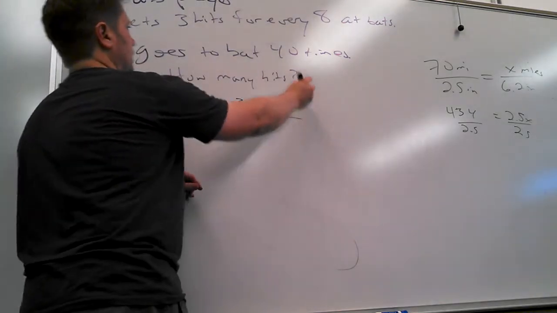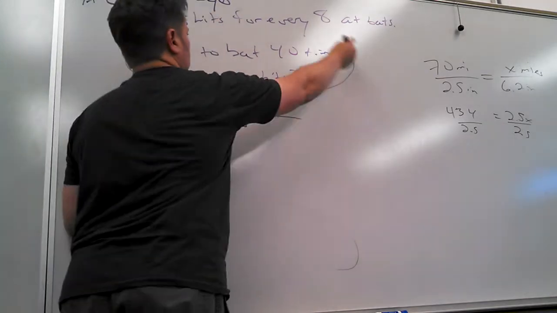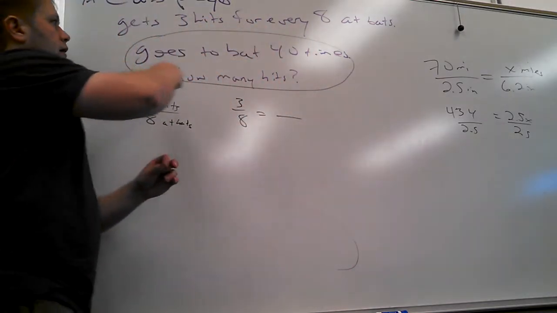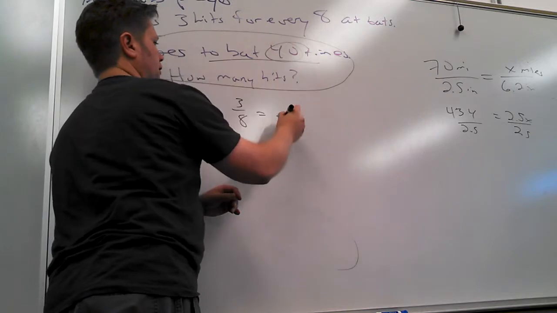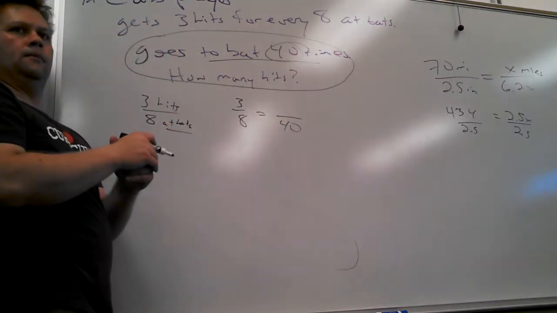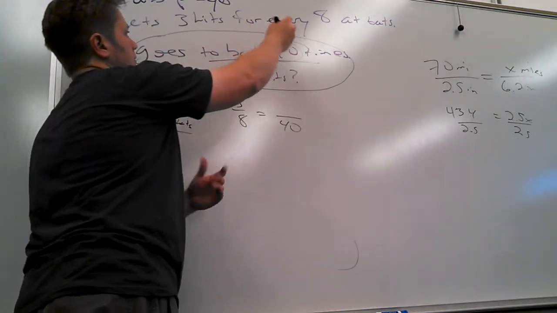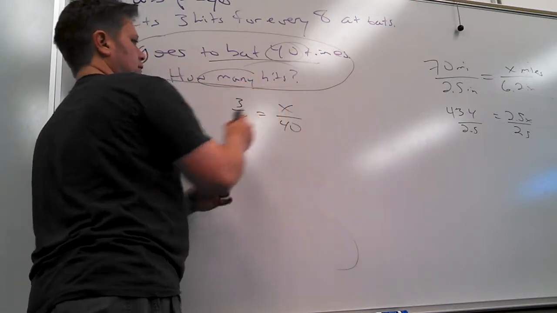So how do I set up the second sentence? How do I set up its ratio? Yeah, I know at bats is 40, so I know that goes in the bottom. At bats on the bottom. The number of hits, I don't know how many hits. That's X.